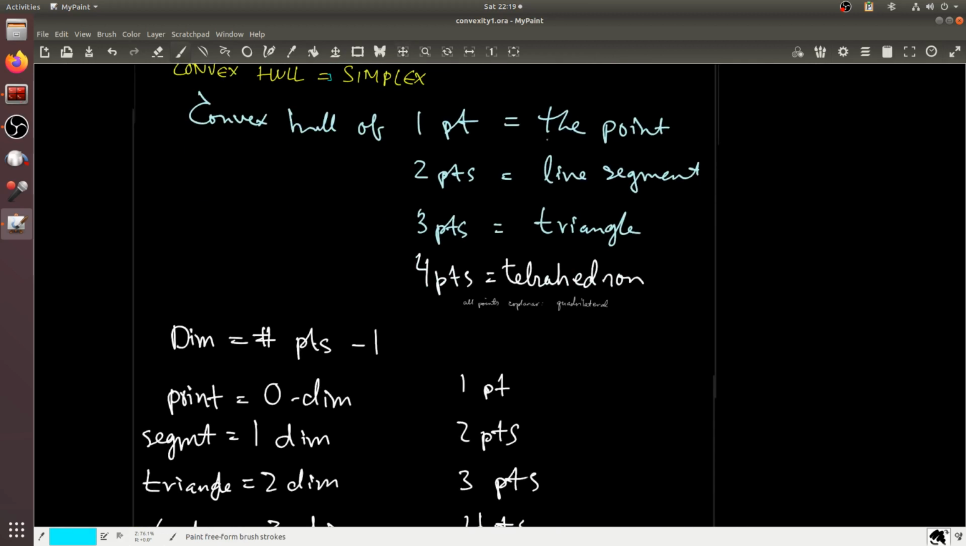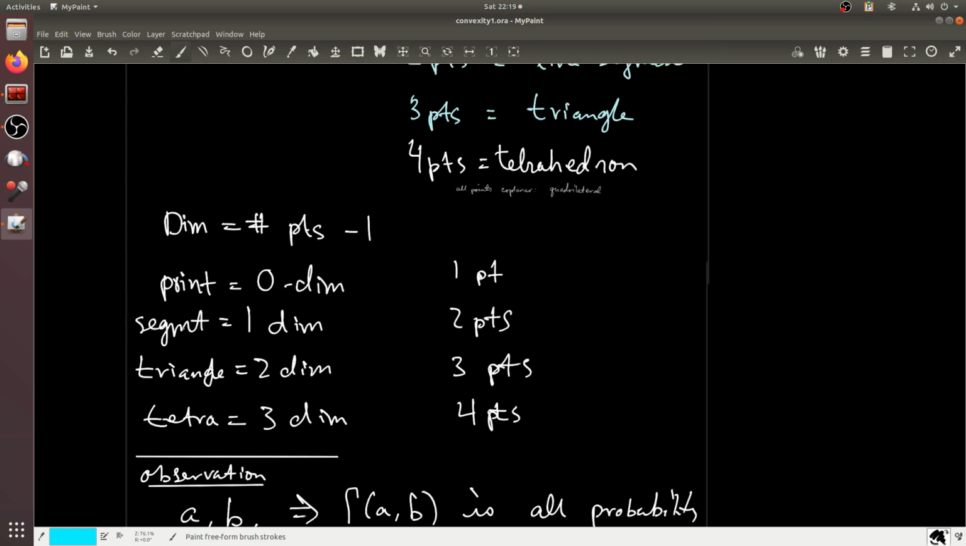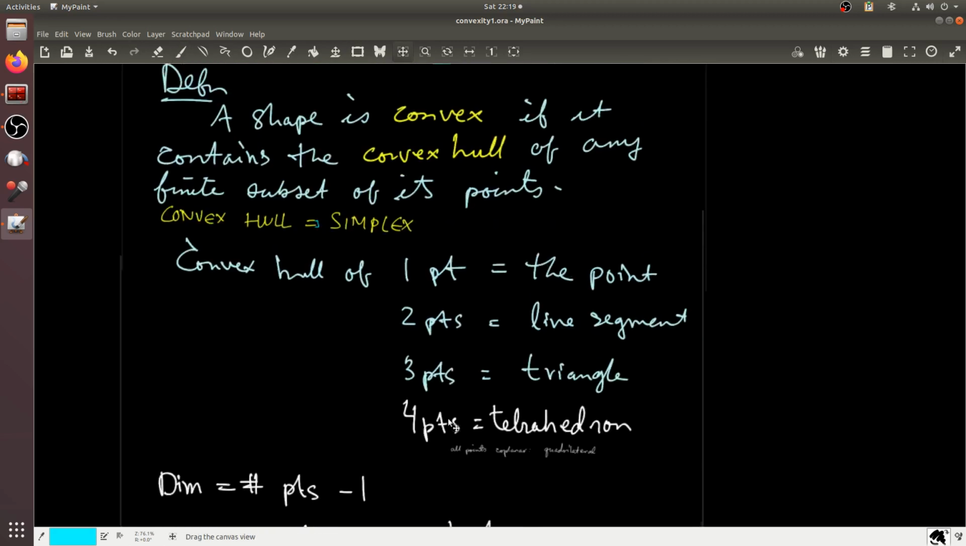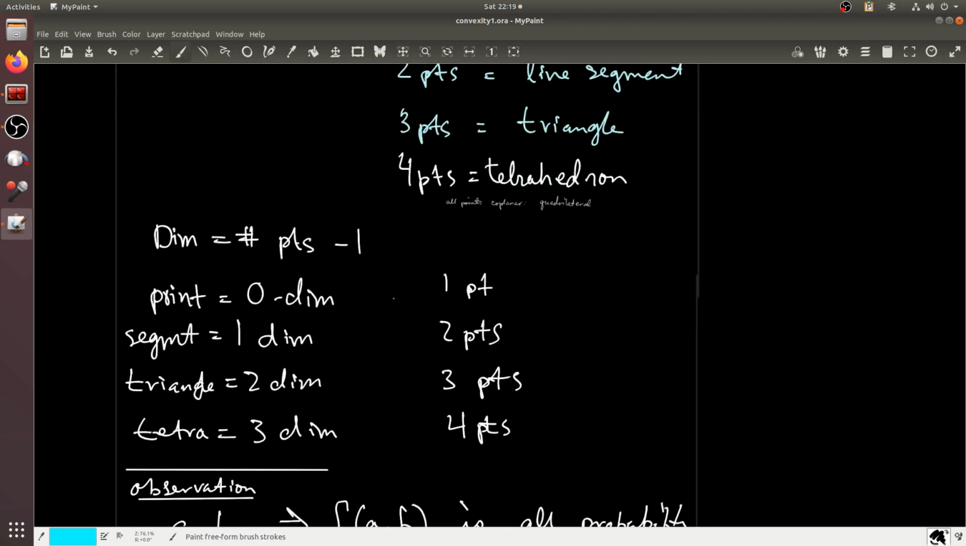Notice that in each of these cases, the dimension of the object is the number of points minus 1. So point is 0-dimensional, segment is 1-dimensional, triangle is 2-dimensional, tetrahedron is 3-dimensional, but point is made out of 1 point, segment's made out of 2 points, triangle, that's a 2-dimensional object made out of 3 points, tetrahedron, 3-dimensional object made out of 4 points. So there's some interplay between the number of points and the dimensionality of the object.